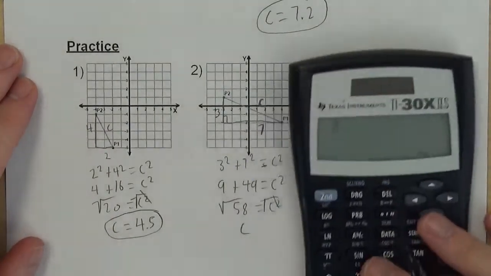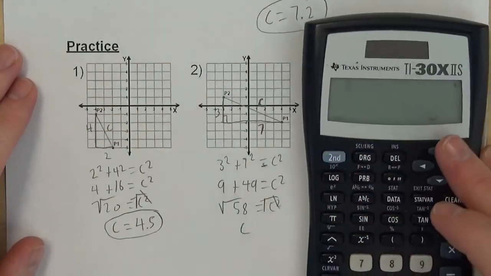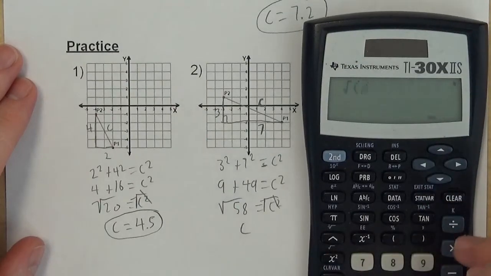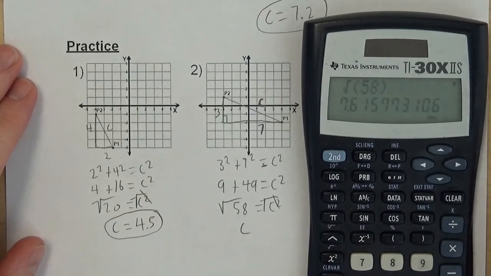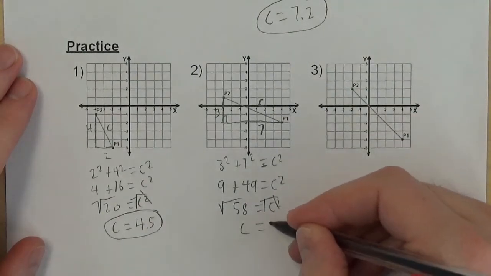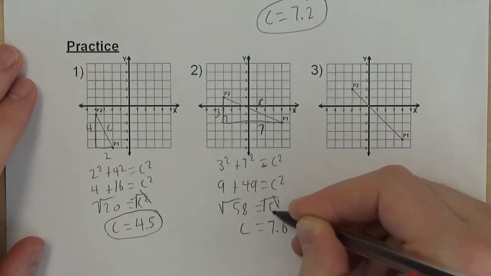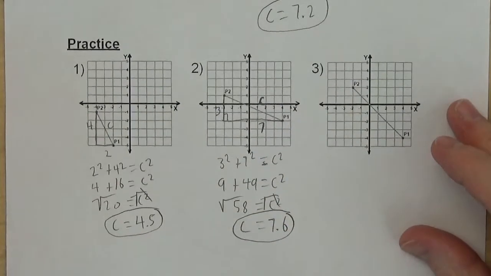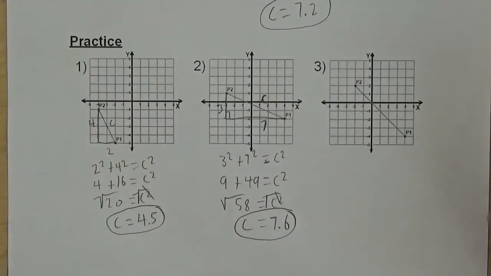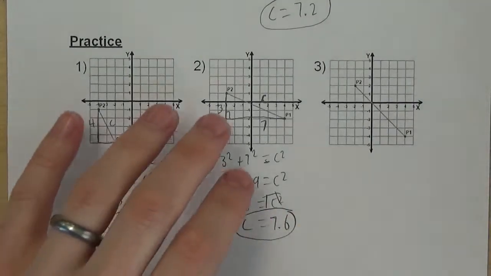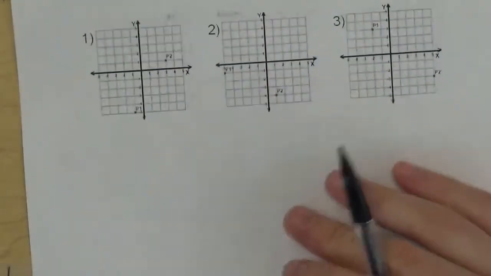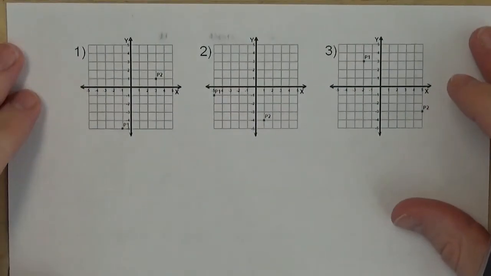So let's type that in and see what we get here. Second square root of 58. 7.61, that'll just stay 7.6. All right, we're on a good roll here. Let's take a look at the backside. Let's flip over to the backside, and we'll save this one for class. Let's take a look back here, and let's do a couple of these.